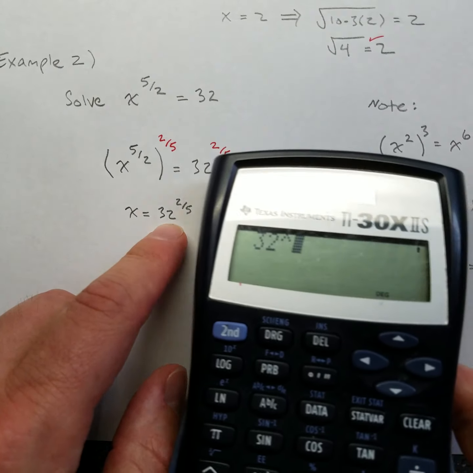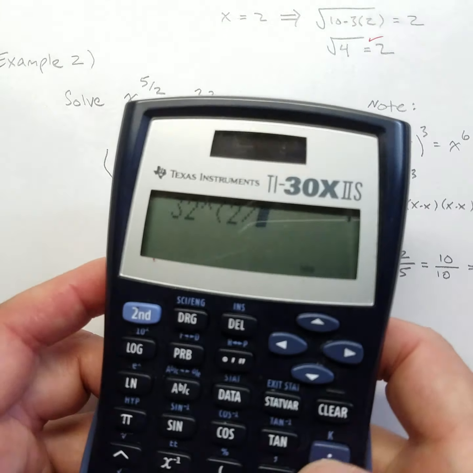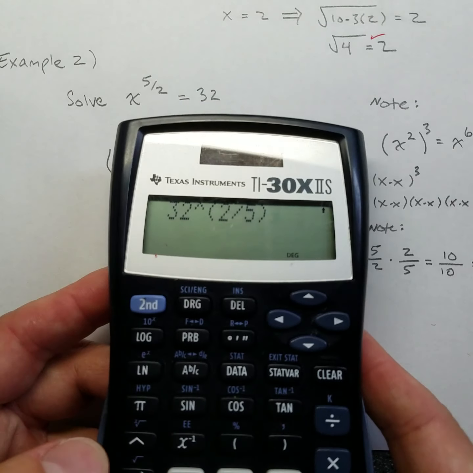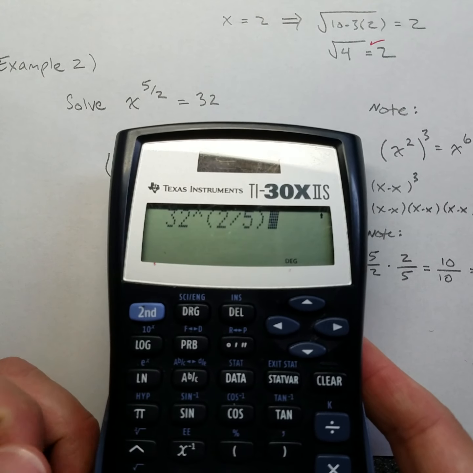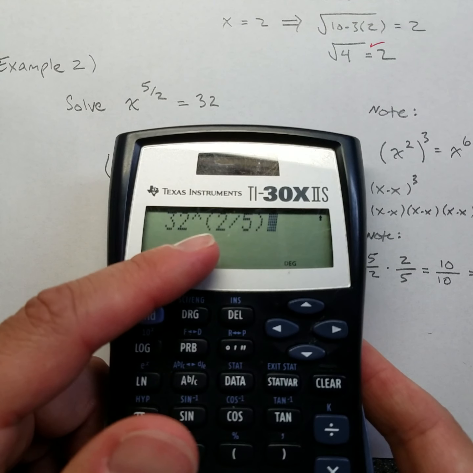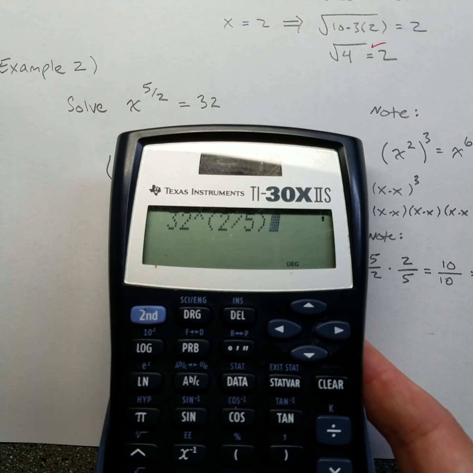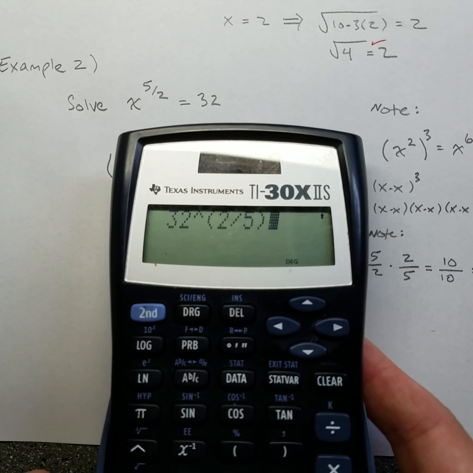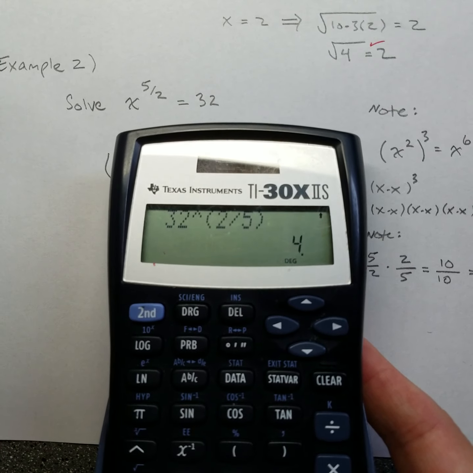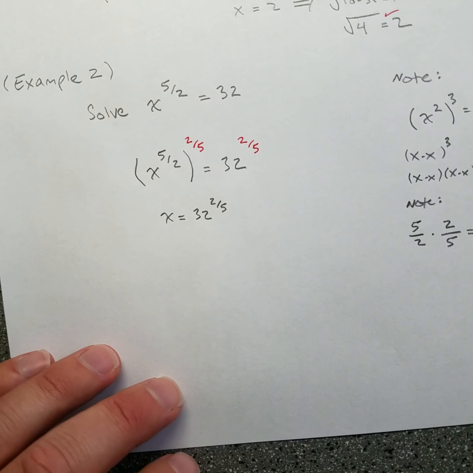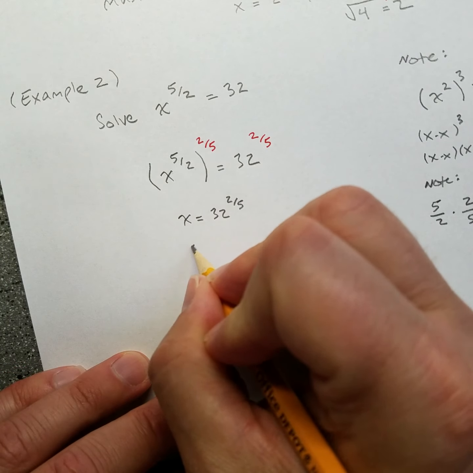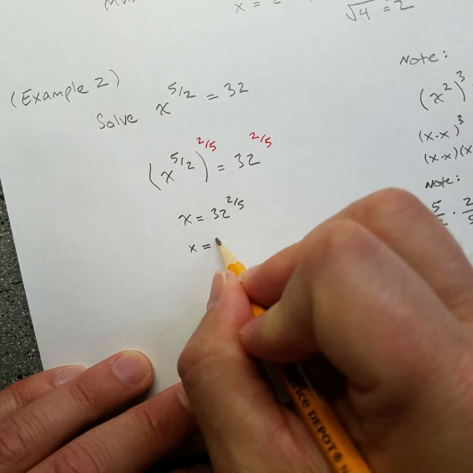32, and I want to take that to the power 2 over 5. See? I type it in just like that: 32 power, and the entire power is the number 2 over 5, which you notice I put in parentheses. And it will give me an answer. It will tell me 4. All right? So it appears that I get my answer.